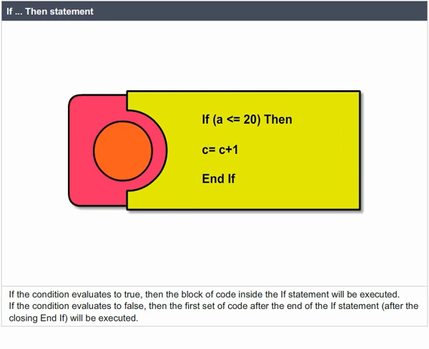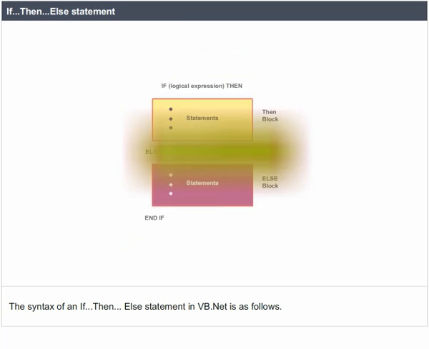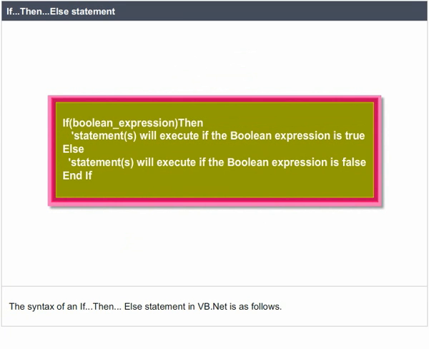If, then, else statement. An if-then statement can be followed by an optional else statement, which executes when the Boolean expression is false. The syntax of an if, then, else statement in VB.NET is as follows.